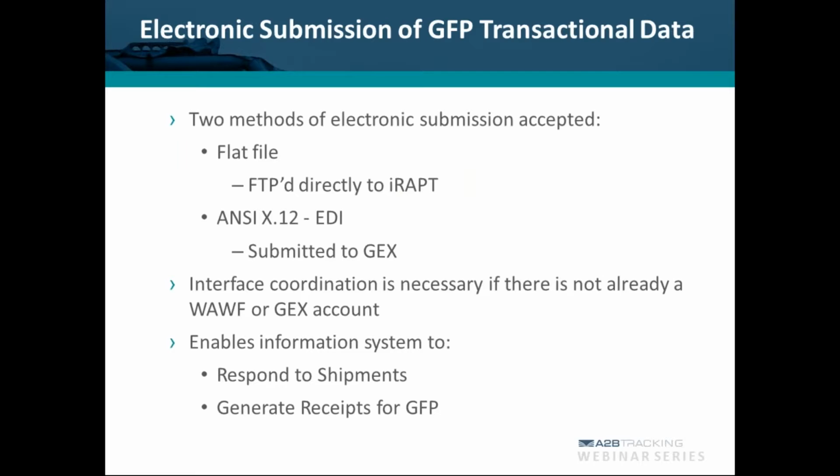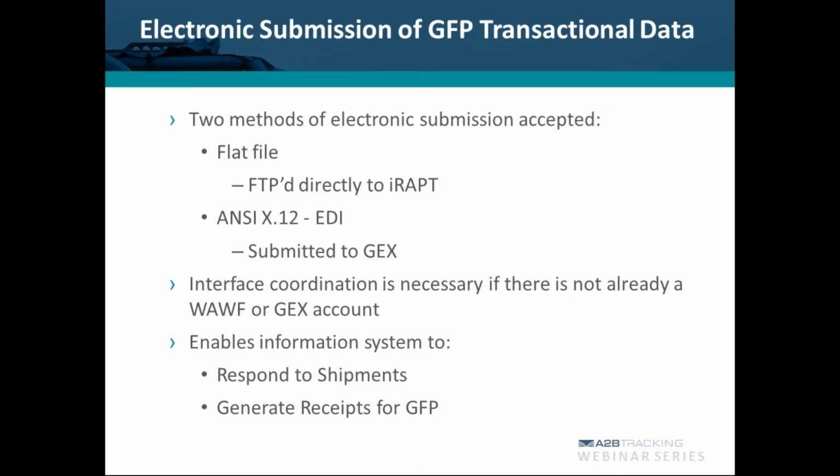Next, let's see. So, there are two methods of electronic submission that are accepted. One's a flash file and one's an ANSI X12 EDI. One's submitted directly to iRAPT, the other one's submitted to the GEC first. There's interface coordination that's required, and if you don't already have a WAF or a GEC account, you would have to obtain one. It enables the information system to respond to shipments and generates receipts for the GFP.